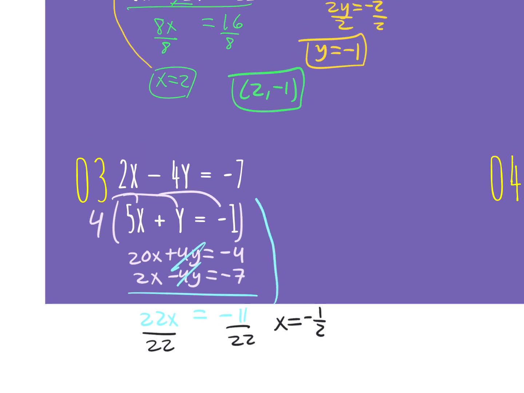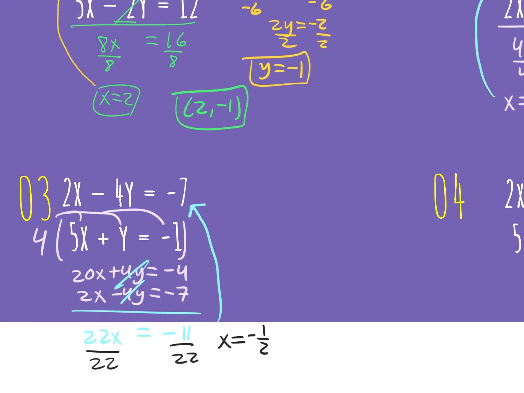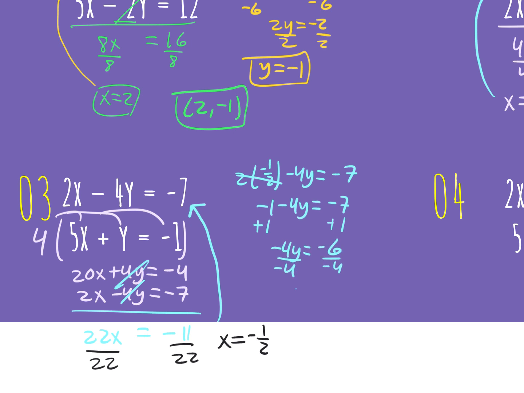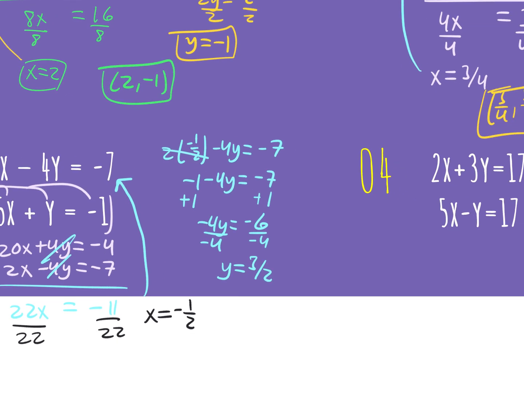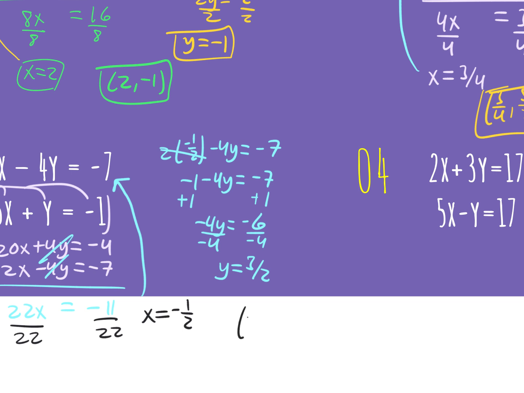And then you can plug that into one of your two equations, doesn't matter which one. So if I plug it into the first one, you get 2 times negative 1/2 minus 4y equals negative 7. The 2's cancel out, so I get a negative 1 minus 4y equals negative 7. I can add 1 on both sides, so I get a negative 4y equals negative 6. Divide by negative 4, and y equals 3/2. The negatives cancel out, and then 6 and 4 simplify. So your final answer as an ordered pair is going to be negative 1/2, comma 3/2.